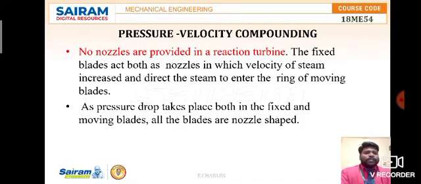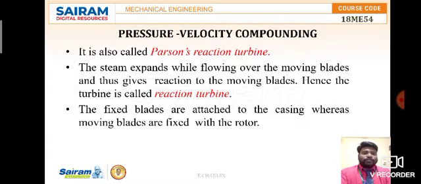As the pressure drop takes place in both fixed and moving blades, all blades are nozzle shaped. Nozzles are replaced by fixed blades, and the shape of the fixed blades will be similar to that of nozzles. The example of the reaction turbine is the Parsons turbine, the Parsons reaction turbine, because it is named after Parsons.